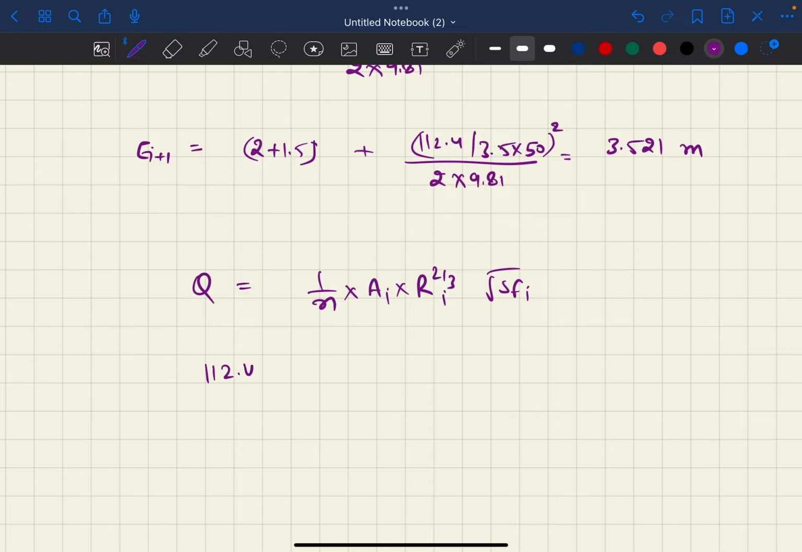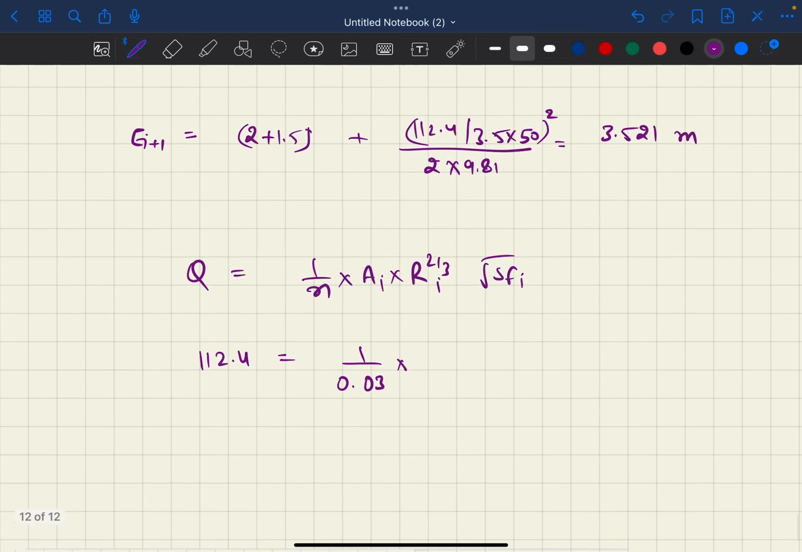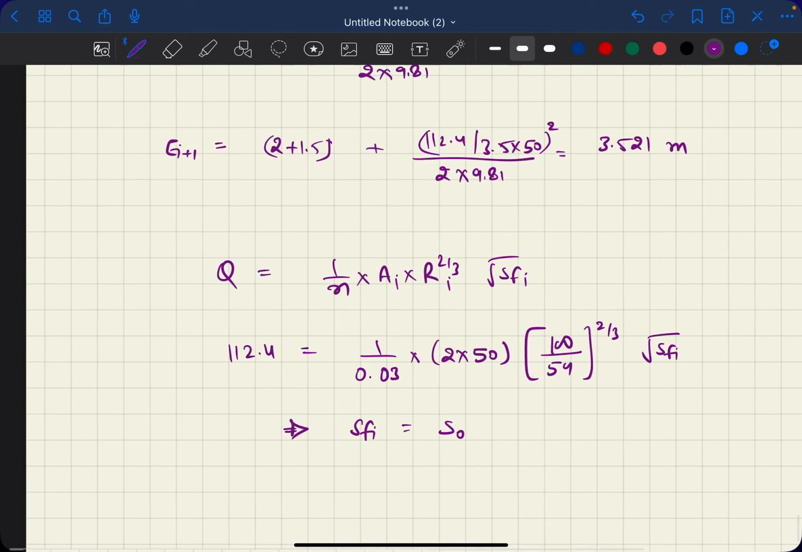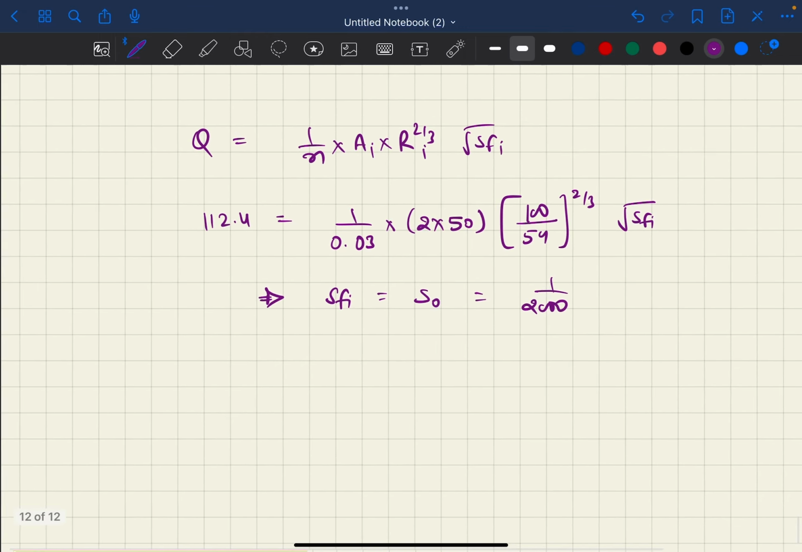So the discharge was 1 upon 0.03 into area, which is 2 into 50, into 100 upon 54 raised to power 2 by 3 under root Sf i. It implies that Sf i is going to be equal to S naught, because we assume that the depth is at a normal depth of flow. It's going to come around 1 upon 2000 only.